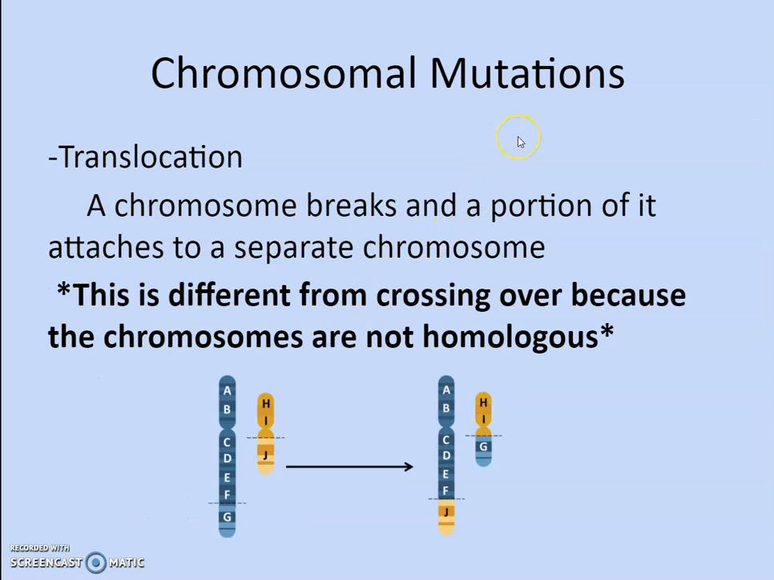And then the last one here is translocation. This is when a chromosome breaks and a portion of it attaches to a separate chromosome. This is different from crossing over because the chromosomes are not homologous. So if you remember, crossing over is between homologous chromosomes, and so if they switch, they're switching the same genes. It just might have different information within those genes. And so here we have 2 different chromosomes that are not homologous, and they end up switching portions. That's translocation, when it's not homologous and they end up switching portions.